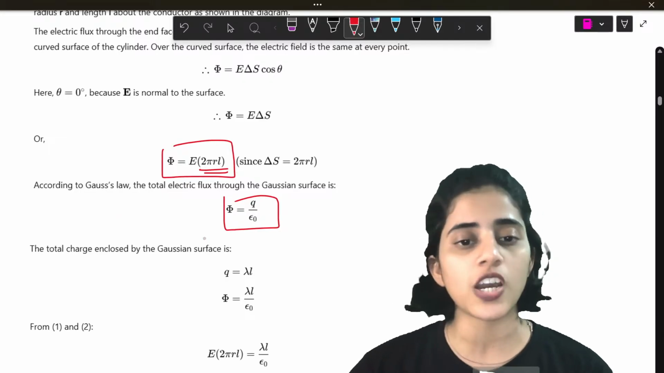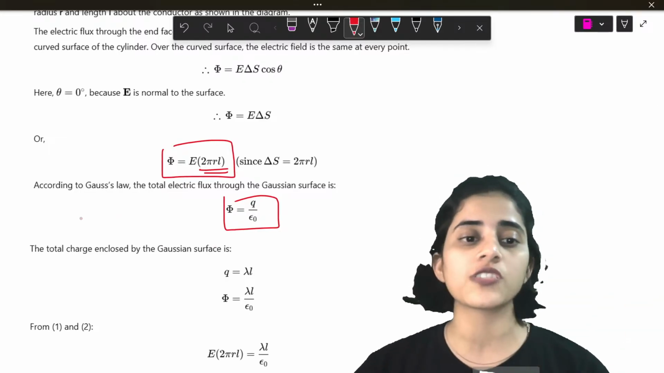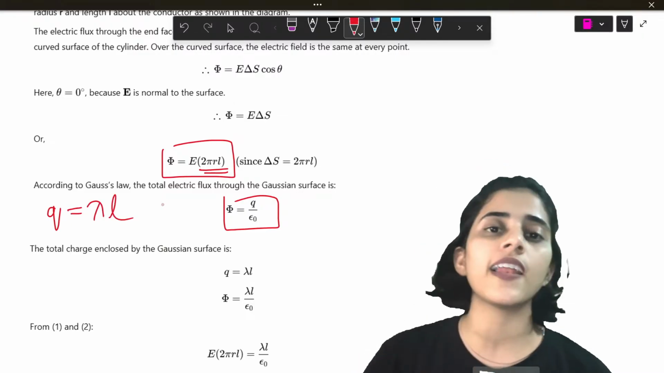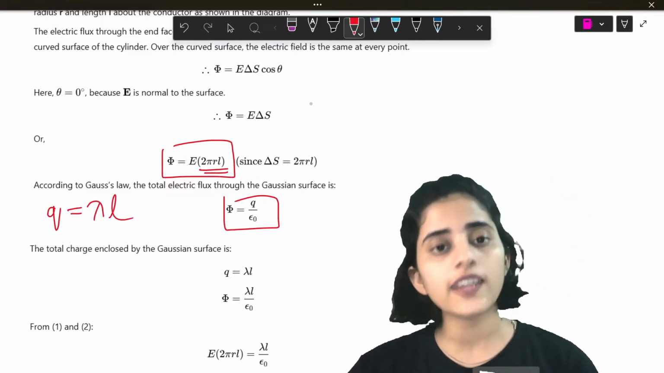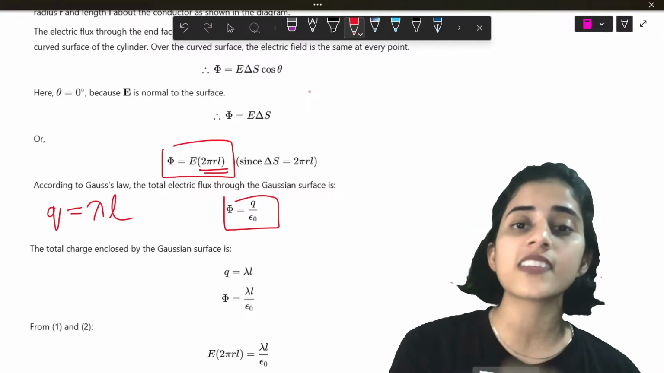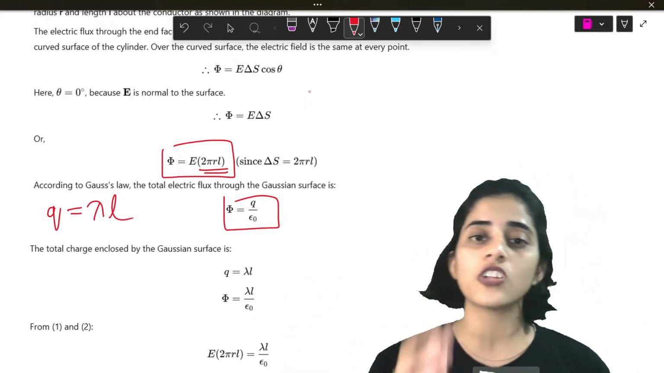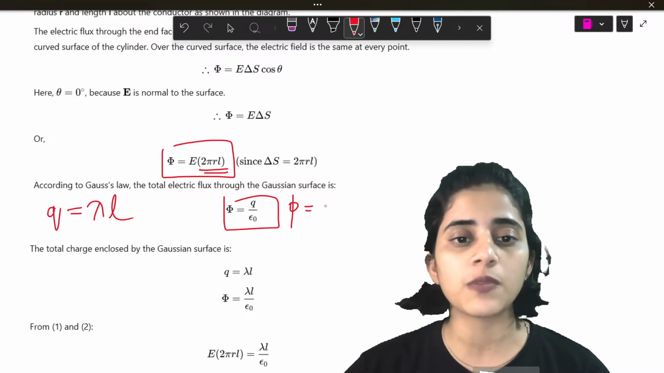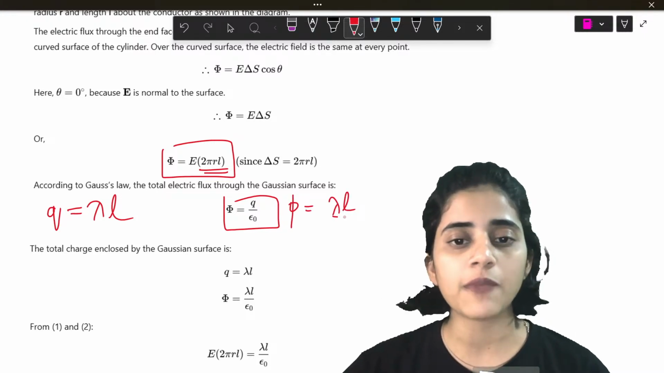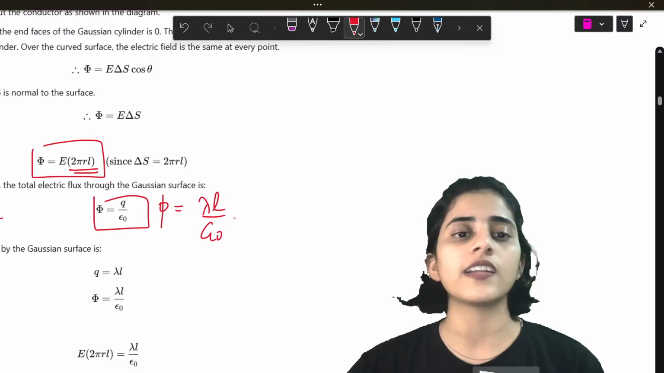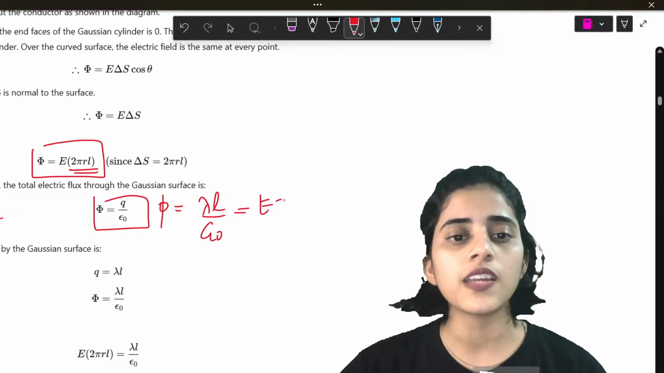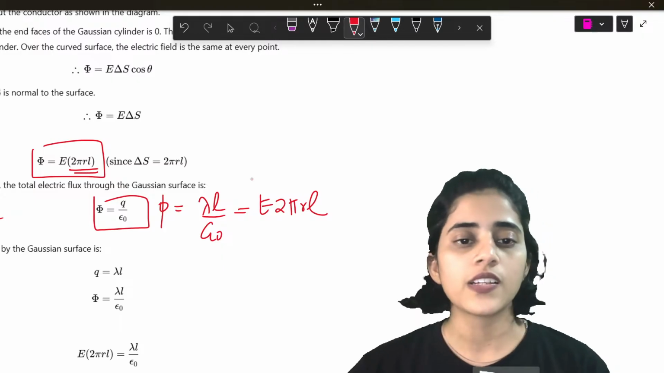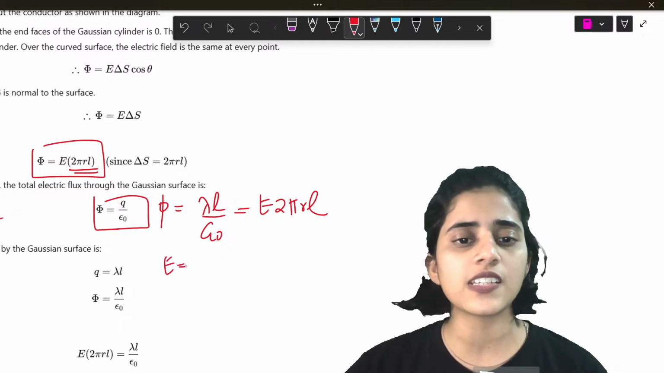The total charge enclosed by a Gaussian surface, Q, is equal to lambda L. How did I get that? I know that this is the charge density. This also I've explained in my previous video. So now what will this become? Phi will be lambda L by epsilon naught, and this is going to be equal to E times 2 pi r L. Okay. So from this find out E, very easy.